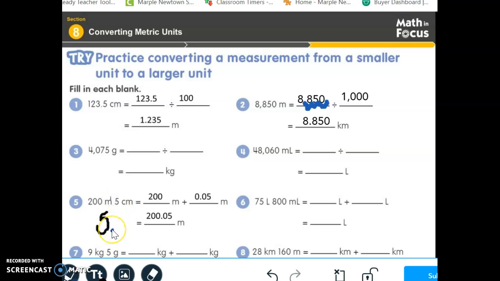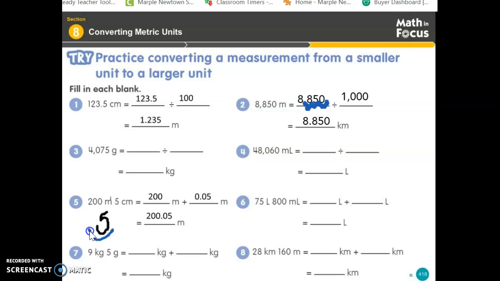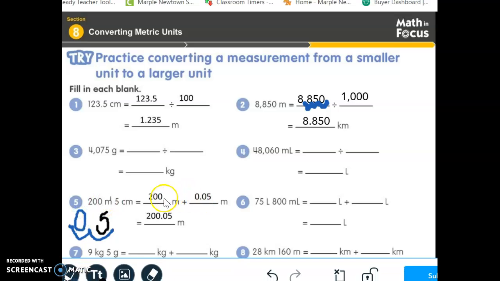I am moving my decimal 2 spaces because I'm really dividing this number by 100. Dividing it by 100 because that's the relationship between centimeters and meters. Dividing it by 100 means I'm moving 2 spaces. 1, 2. Put your new decimal point. Fill this blank space with a 0, and you've got your answer. When I combine these two things together, 200 is a whole number, so it goes in front of the decimal, and 0.05 goes after.